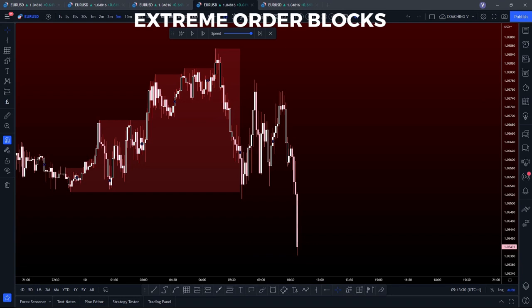And this is because there are still unfulfilled orders at those price levels. Now, we're going to look at some hand-picked examples today, just because extreme order blocks do take extended periods of time to play out in some cases, and they are a lot more rare than normal order blocks.